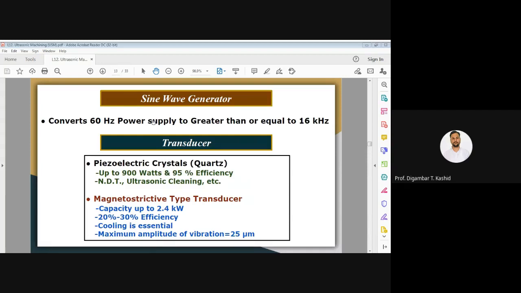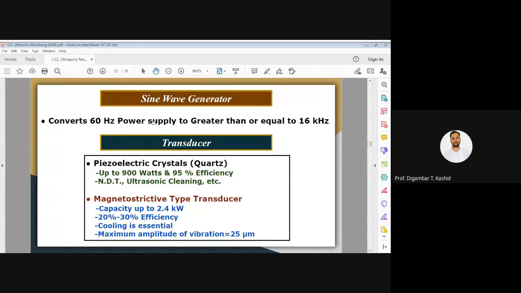The first is the sine wave generator. The sine wave generator normally converts your 60 hertz power supply, which we normally have in any lab as well as our home, into a frequency of more than or equal to 16 kilohertz. So this is the purpose of the sine wave generator.